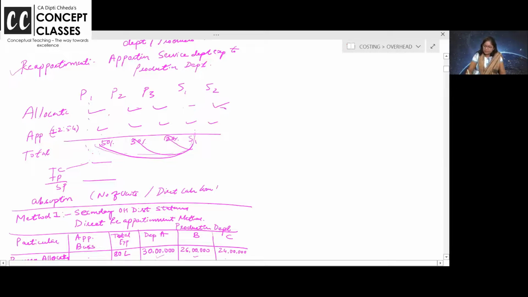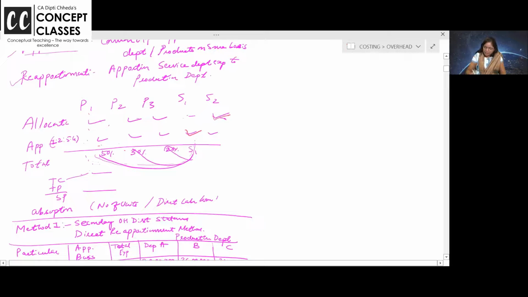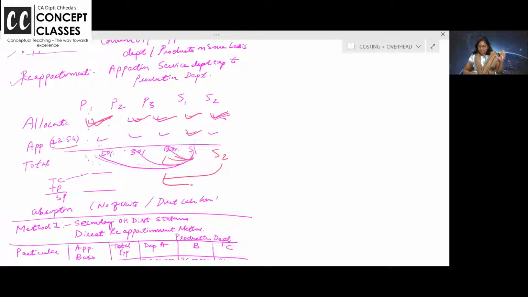Ye dekho. S1 may give, S2 is giving service to S1 and all. So, pehle allocate kar lo, apportion kar lo. And once you get production department, then total overhead. Sabse pehle aap allocate kar lo expenses. Jo bhi aap direct laga rahe ho, direct. Fir apportion kar lo common expenses on some basis. Now, you're getting total. Now, S1 and S2, you give to production department by any of the methods, direct method, step down method, reciprocal, koi bhi method se aap de do, and then you apportion.